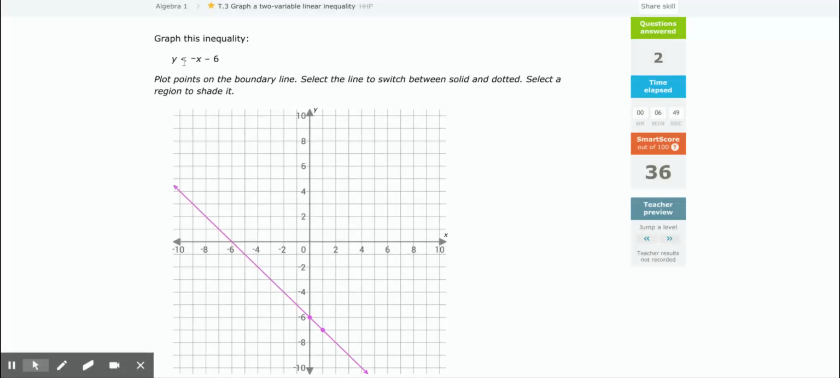Because there's no line underneath, I need a dotted line here, so I'm going to click on the line to change it to dotted. What that means, just to reconfirm, is if I picked out a coordinate that was on the line itself, it would not satisfy this inequality if I plugged in its x and y values. For example, this point right here, 0, -6, if I plugged in 0 and -6, it would not work out.